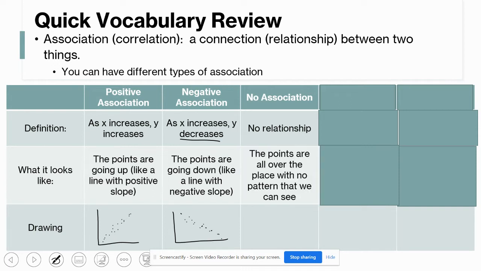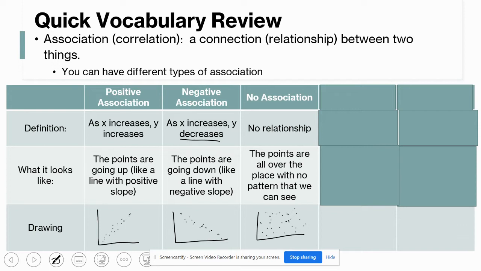What does that look like? It looks like the points are all over the place with no pattern that we can see. So let's sketch one out. Everywhere. I have no idea what this graph is telling me. Oh, it's telling me that there's no relationship.